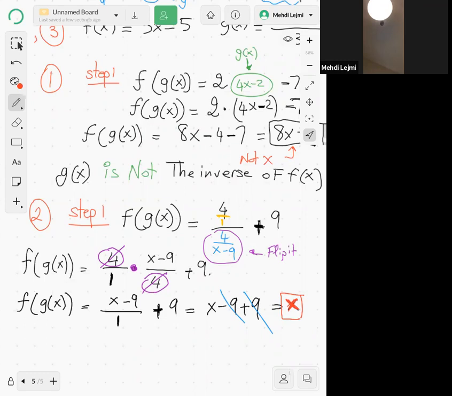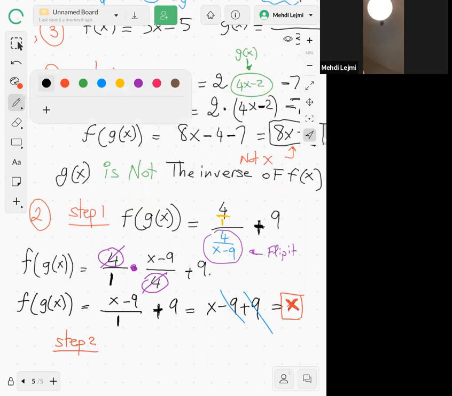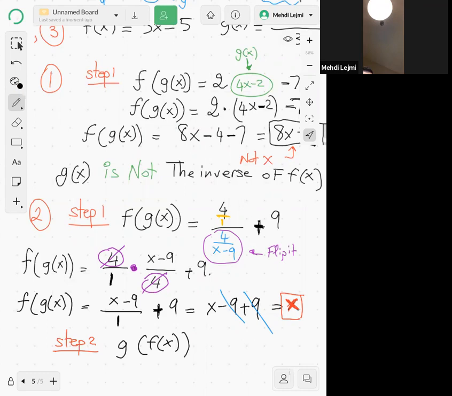As I said, you get x here, but you cannot really conclude that g is the inverse of f. We need to check g composed with f. So we need to move to step number 2, where you evaluate g of f of x. So this is different from the first step, right? The first step was f of g. The second step is actually g of f. So that's different. In general, they are different. So let's see what will be this g of f.